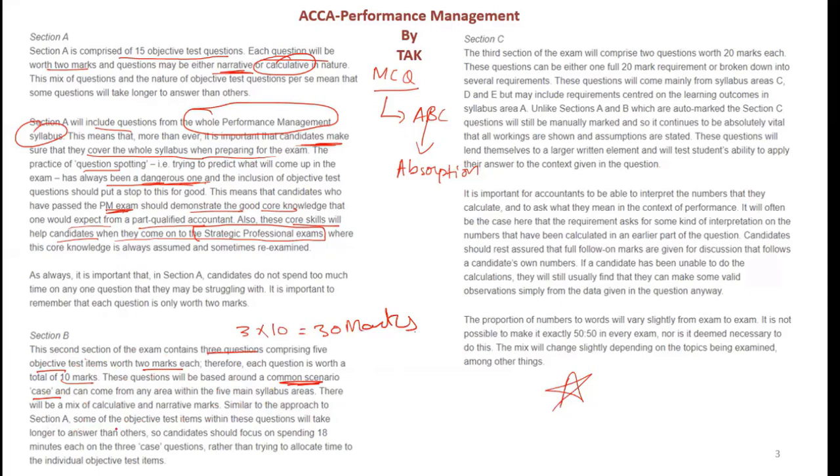Section A. Some of the objective test questions will take longer to answer, so candidates should rather focus on spending 18 minutes each. So you can consider 18 minutes per case study. That is what the examiner is saying.